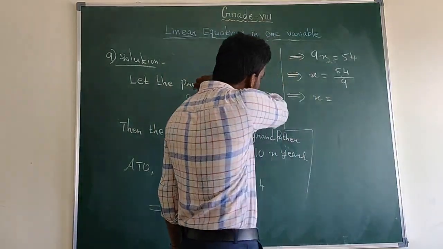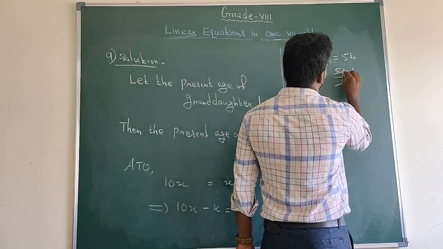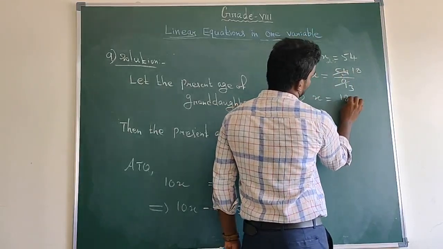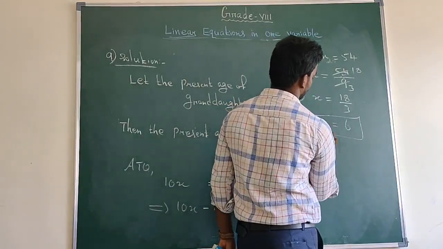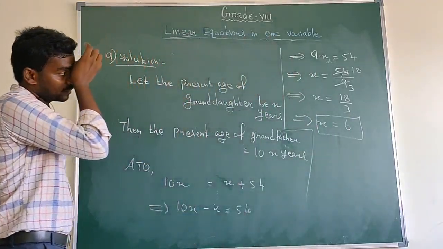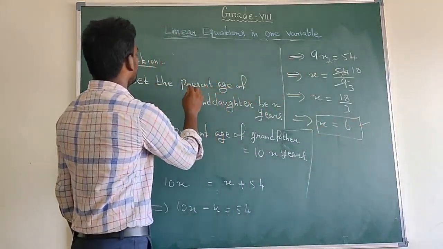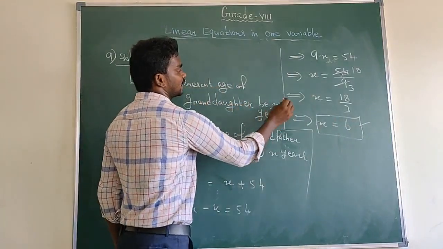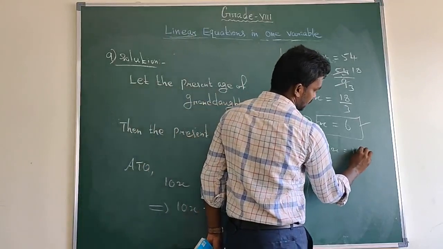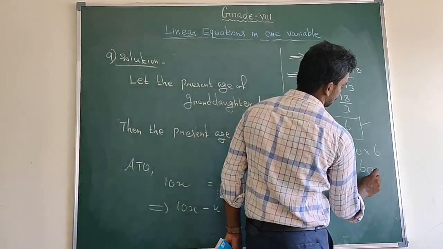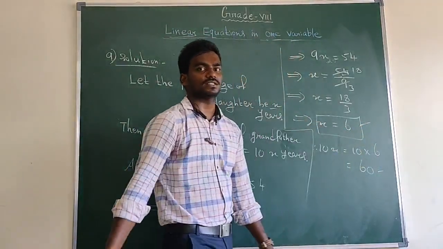Which number divides both? We can divide by 3. 3 3s are 9, and 1 3 is 3, remaining 2, 8. So 18 by 3, what is the value of 18 by 3? That is 6. So we find x is equal to 6. The value of x is the age of the granddaughter, so the granddaughter's age is 6. What is the age of the grandfather? Therefore 10x equal to 10 into 6 is equal to 60. The granddaughter's age is 6 and the grandfather's age is 60 years.